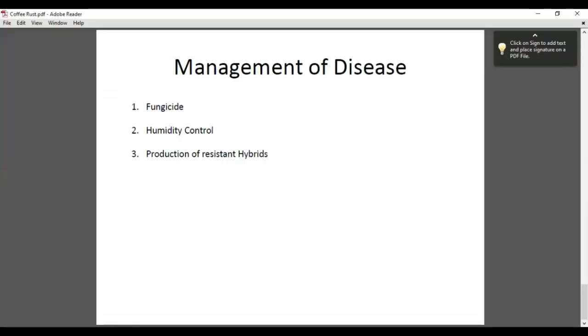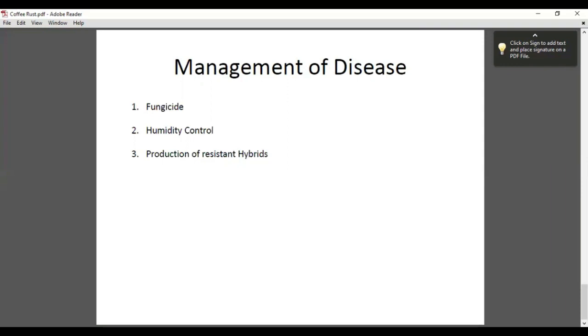Some methods to manage coffee rust disease: first, application of fungicide to the infected area. Fungicide can be very effective in treating the disease but is toxic to the environment. The second method: Hemileia vastatrix loves a humid environment, so farmers should increase air circulation in their planting area to reduce humidity.